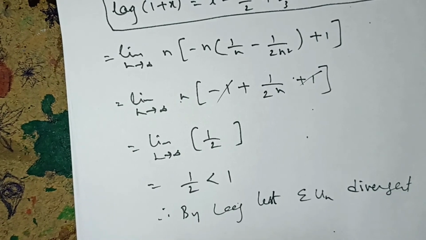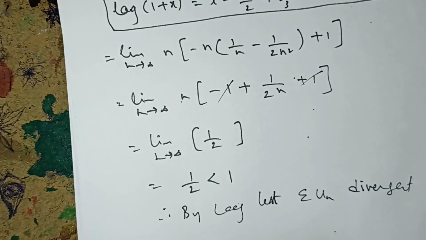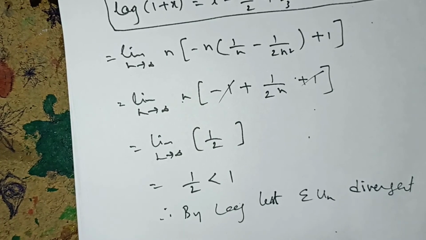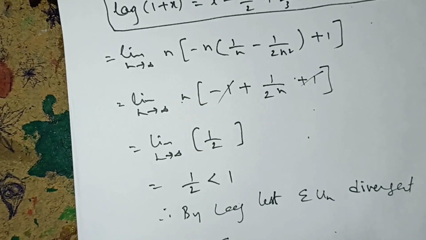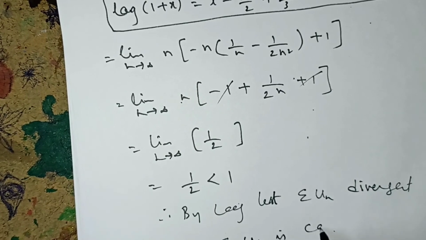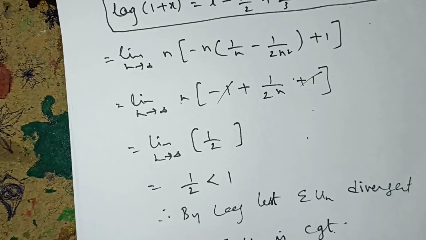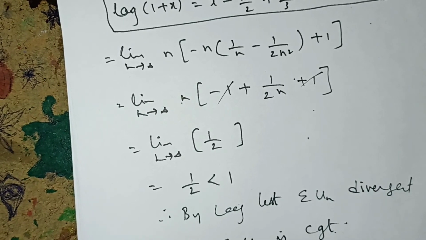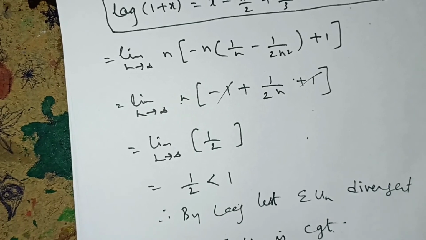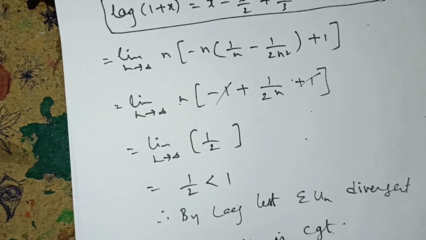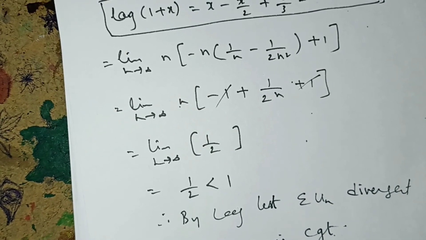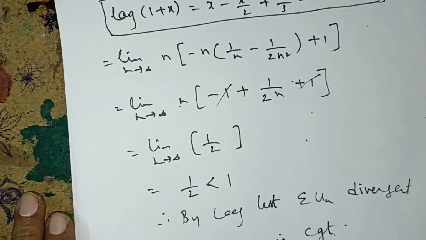Now 1 by e, x less than 1 by e. If x is less than 1 by e, then sigma un is convergent. If x is greater than 1 by e, as well as in case of x equal to 1 by e also, sigma un is divergent. In these two cases it is divergent. This is the final conclusion. Finally you have to combine these two conclusions. Like this you have to do.